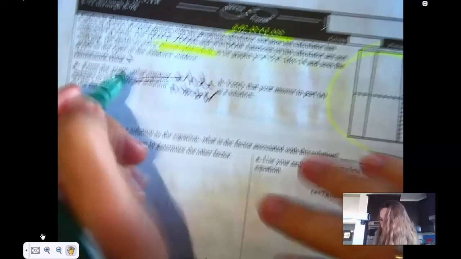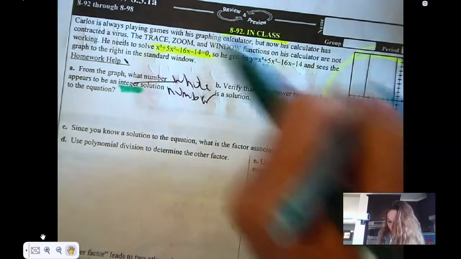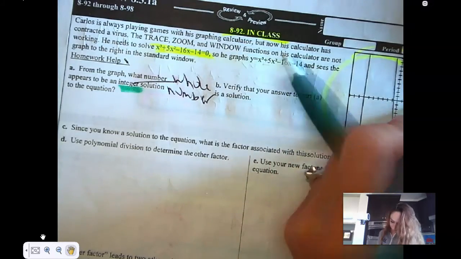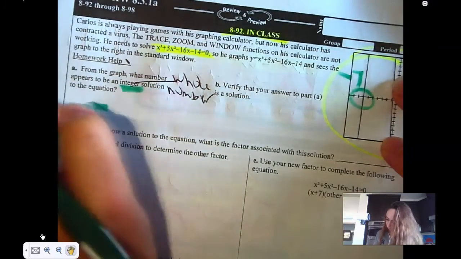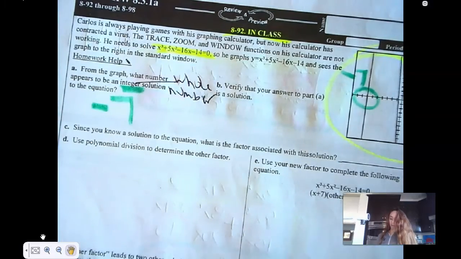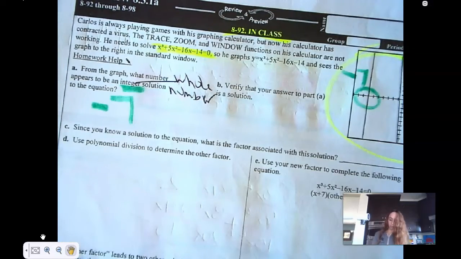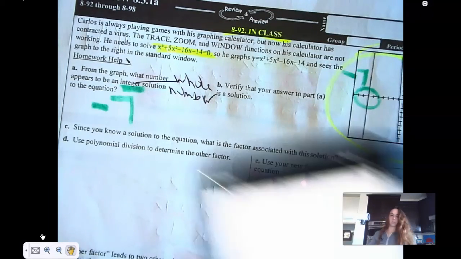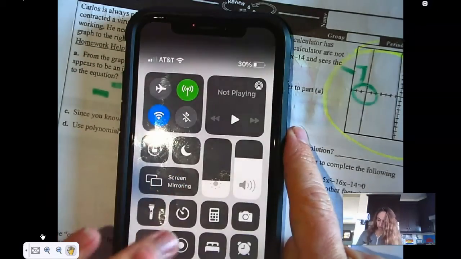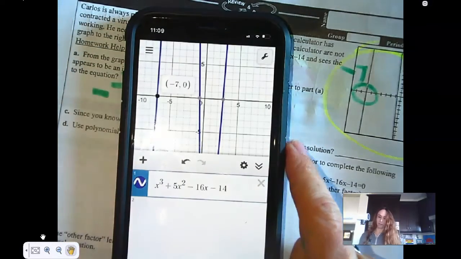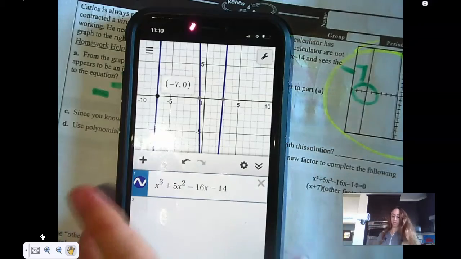So let me underline that. They want to know which one's a whole number. That one doesn't perfectly cross, doesn't perfectly cross. That one perfectly crosses. And negative 7. Okay. Verify that your answer to part A is a solution. So what I did is I graphed it on Desmos. Let me change the highlight thing. And you can see that there's my -7. So we're good to go.